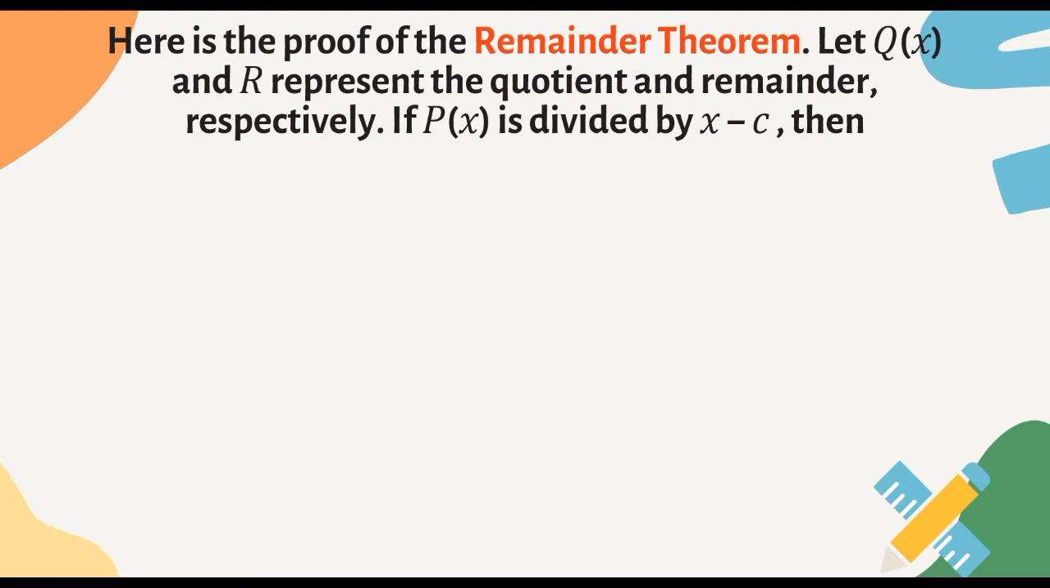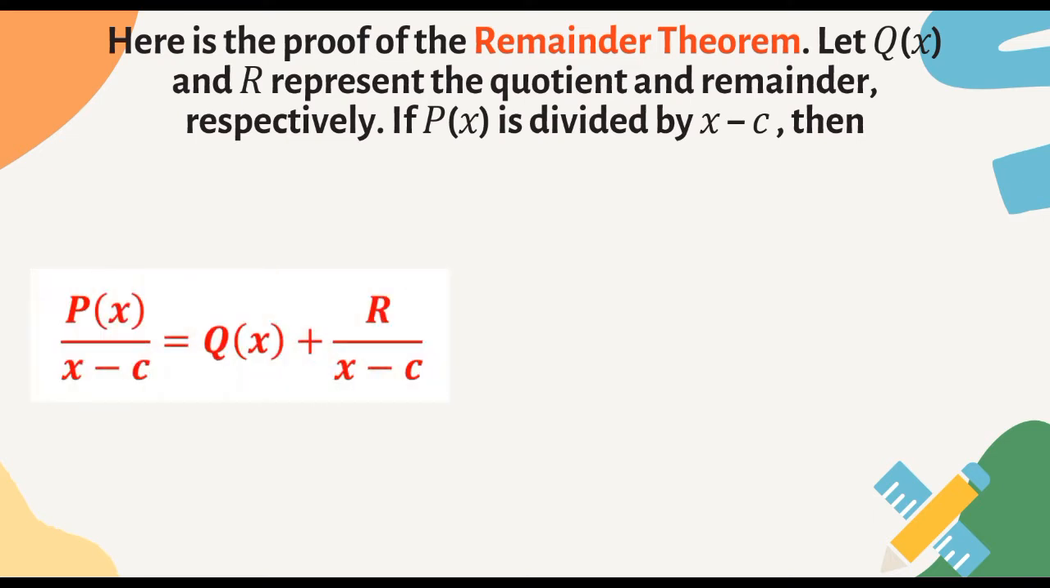So here is the proof of the remainder theorem. Let q of x and r represent the quotient and remainder respectively if p of x is divided by x minus c. Then, p of x divided by x minus c is equal to q of x plus r over x minus c. So, multiply both sides by x minus c.